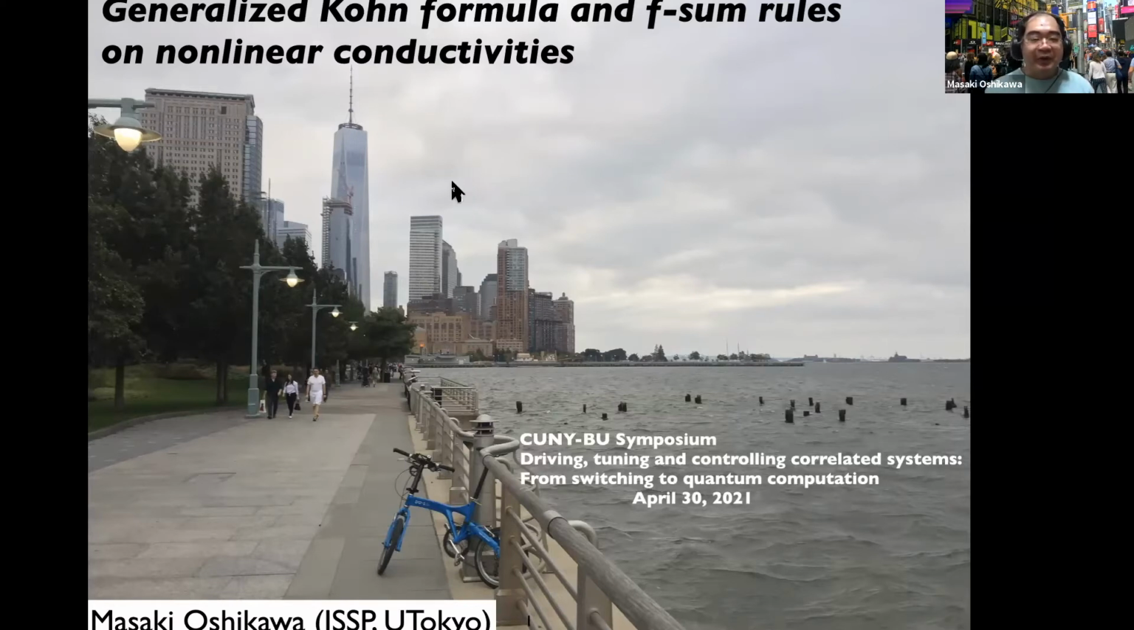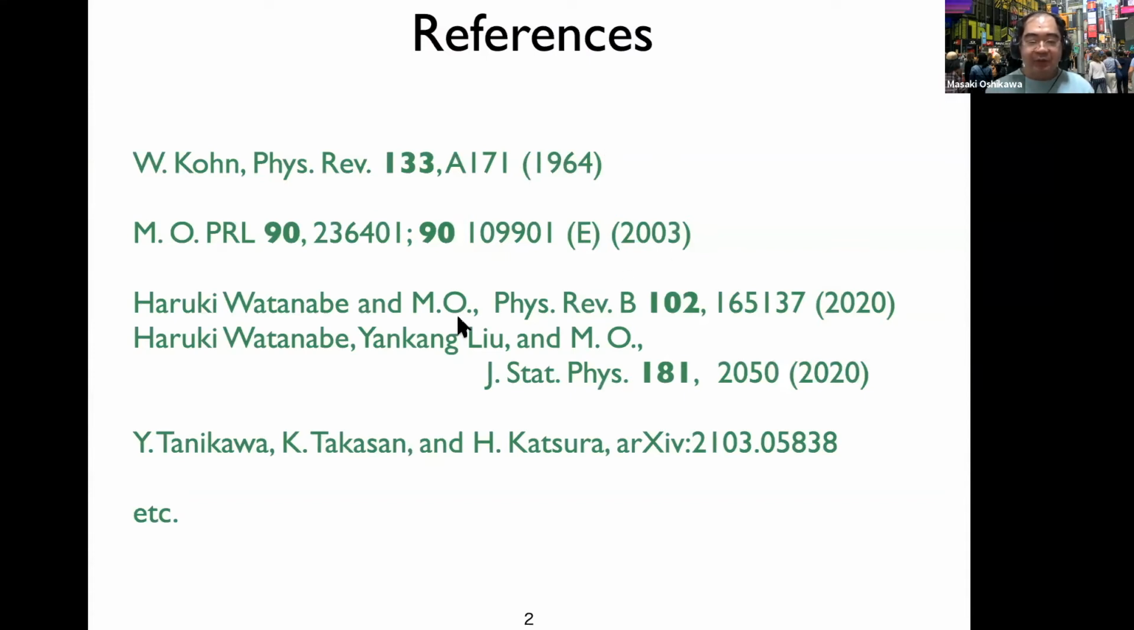So today I'd like to talk about the generalized Kohn formula and some rules on nonlinear conductivities. My talk is mostly based on my recent paper with Haruki Watanabe and another with Yankan Liu, who is Haruki's student. I think I have given a talk on these topics a few times, so maybe some of you attended, but I hope I can cover some recent developments, including a recent paper, not involving myself, by Tanikawa, Takasan, and Katsura, who extended our work. Actually, I found Takasan and Katsura in the audience, so if you happen to have detailed questions on this last part, maybe we can ask them.